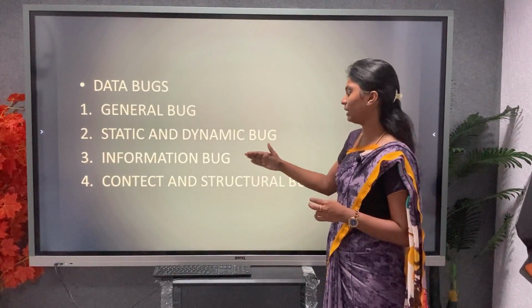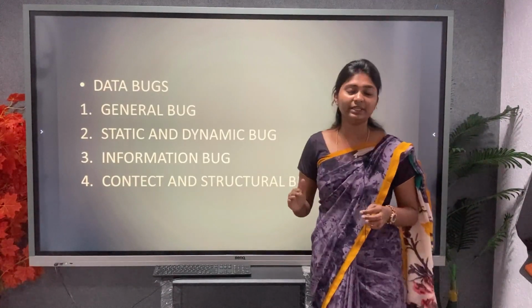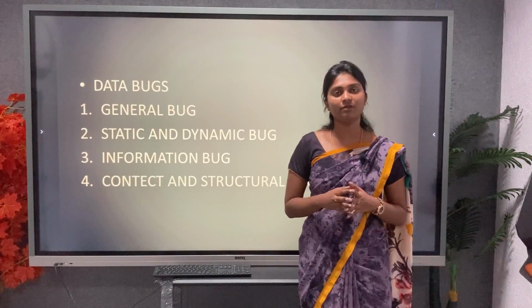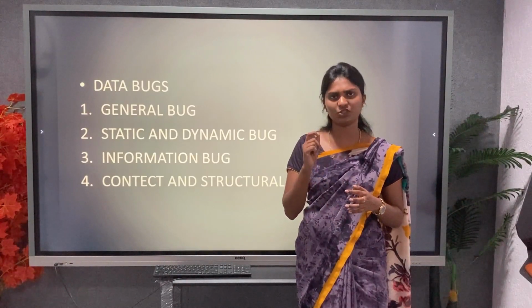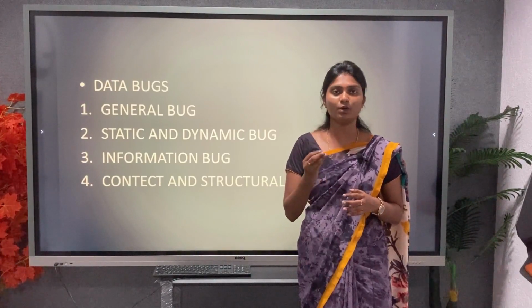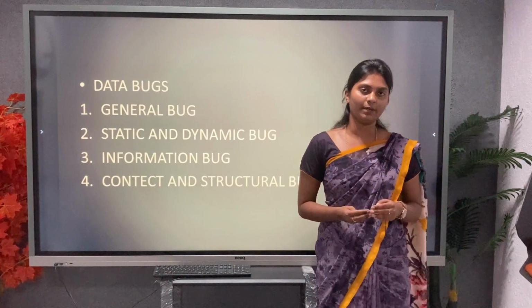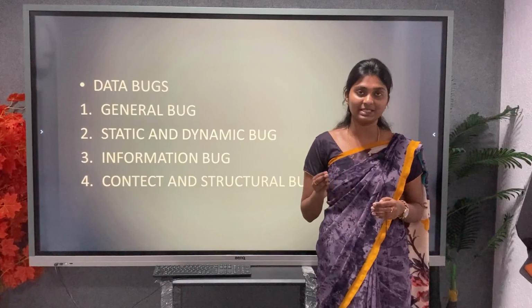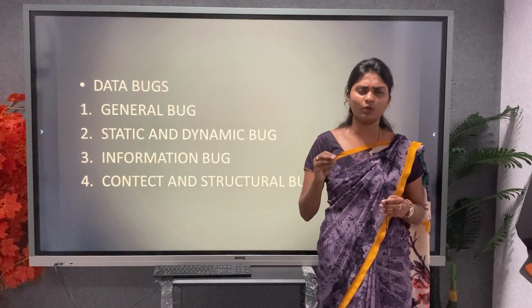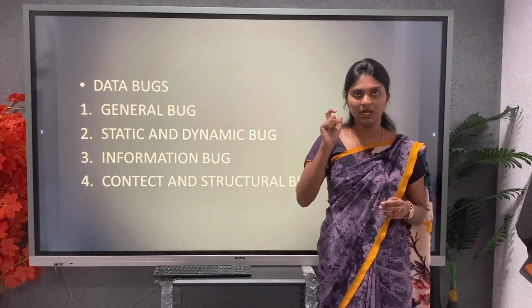Okay, next one, content and structure bug. Content and structure bug means what? Internal structure: we will develop the missing control statements, which are nothing but the if and for loops. Suppose we take a for statement, i equals 1, i less than 1, i plus plus. If we do not define what is the middle part of the for loop.